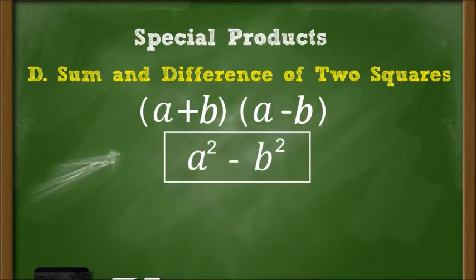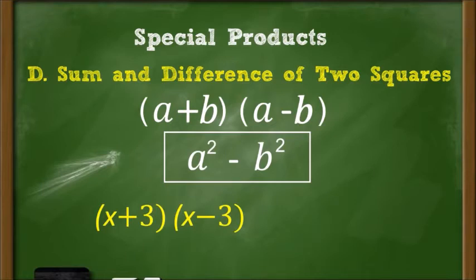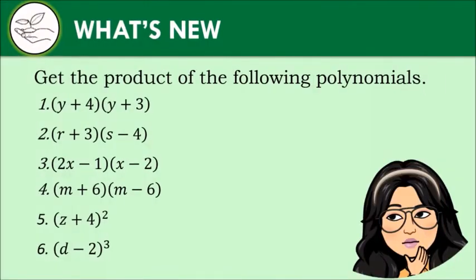Let's have an example. Let's say you're given the quantity x plus 3 and you're going to multiply that to the quantity x minus 3. Now, it follows the same pattern as what we have earlier. How do we get the answer for this? We are going to square the first term, giving us x squared, minus the square of the second term, which is 3. So that will give us 9. So the answer here is x squared minus 9. That's correct. Very good. I hope we have now reviewed everything for our special products.